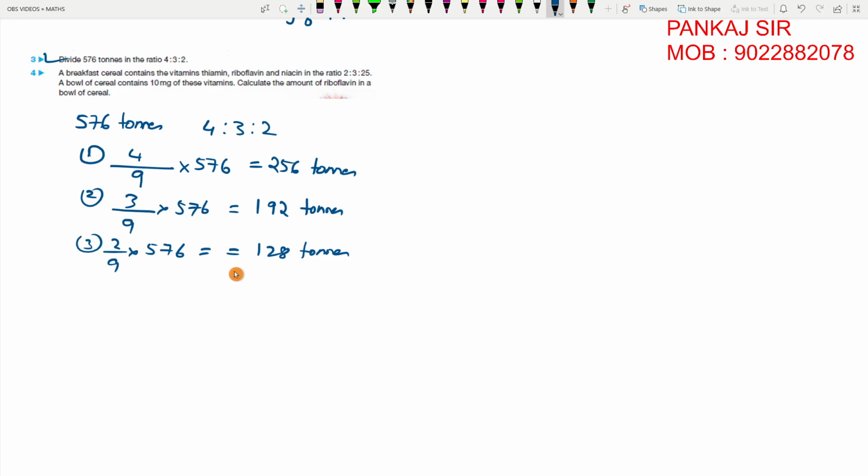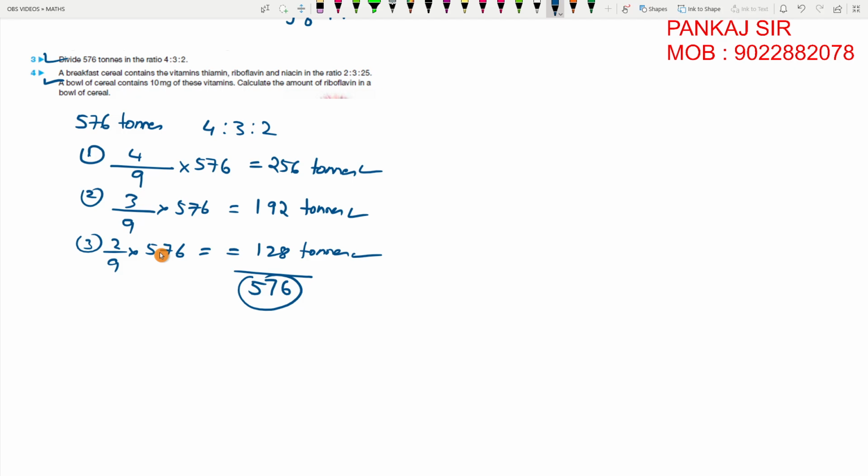Now if you sum up these three, 8 plus 2 is 10, 10 plus 6 is 16, 1 carried, and 5 plus 1 is 6, and 6 plus 9 is 15, 15 plus 2 is 17, 7 here, 1 carried, 2 plus 1 is 3, 4 and 5. So if you add this up, you get 576, so all your answers are correct. So 576 can be divided into three portions in the ratio 4 is to 3 is to 2 this way: the first portion will be 256, the second 192, and the third will be 128. Let us move on to question number 4.